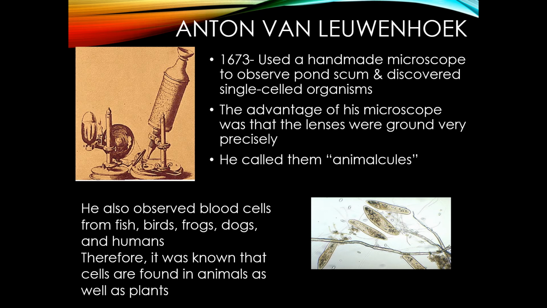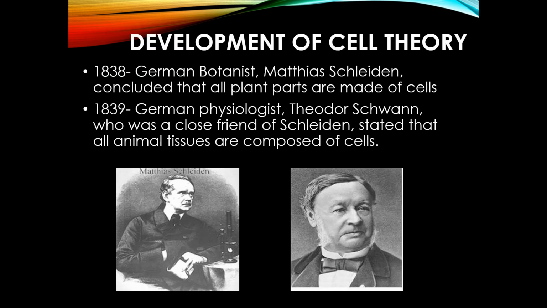He also observed the blood of a number of organisms like fish, birds, frogs, dogs, and humans, and he observed that the blood also contains a number of cells. So it was known that cells were found in animals also, along with the plants.